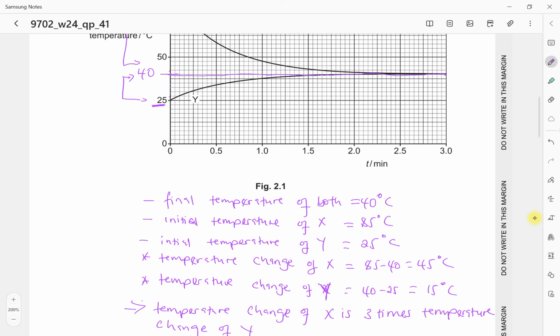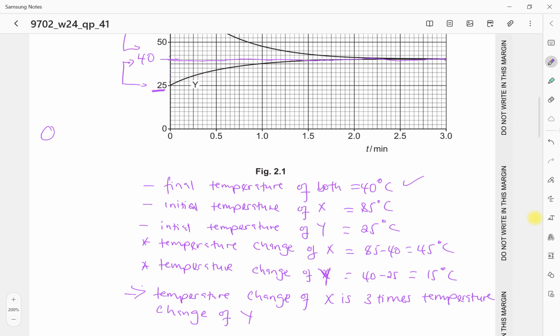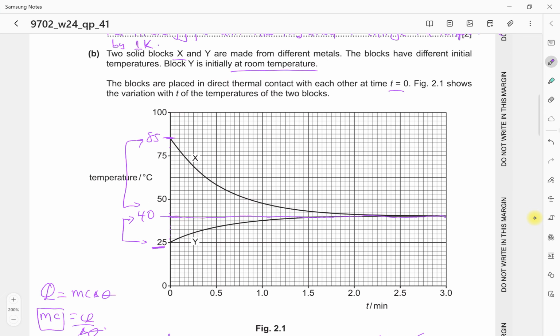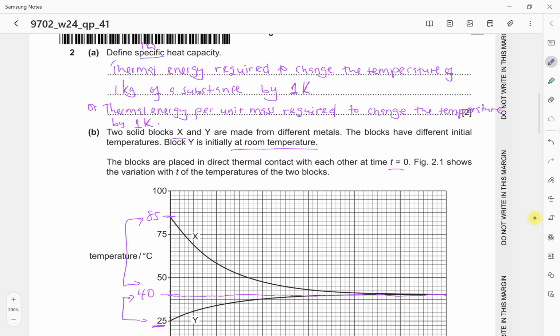So you could also add they have reached thermal equilibrium. The blocks X and Y reach thermal equilibrium. That's why they reach the same final temperature. You could also talk about the heat capacities of each of these. Let me see. We know that Q equals mc delta theta, which means that mc equals Q over delta theta. And m times c is actually the heat capacity. So heat capacity of X, they're made from different metals.